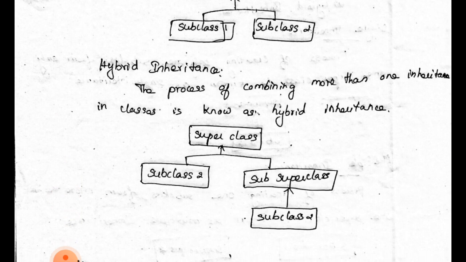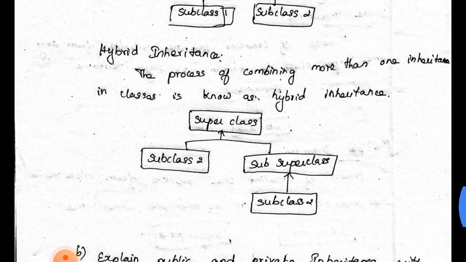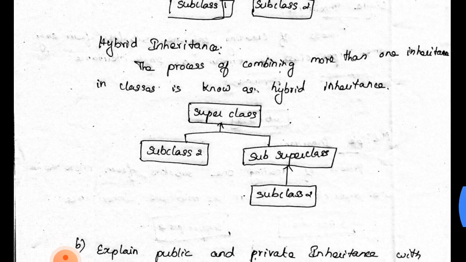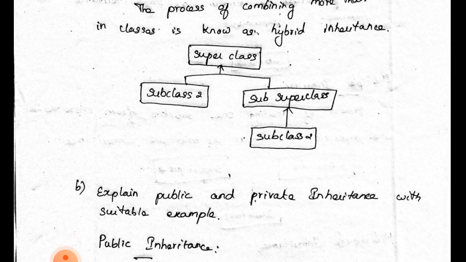Then hybrid inheritance. Hybrid inheritance means more than one type of inheritance is combined in classes. That means if one superclass is used, we can create another superclass or combine another superclass and create a subclass. This is called hybrid inheritance. This is about inheritance.